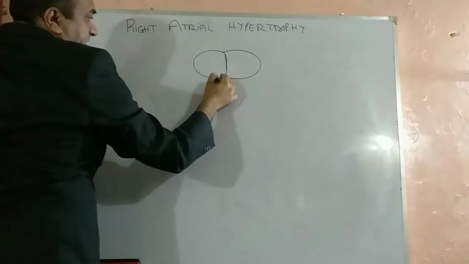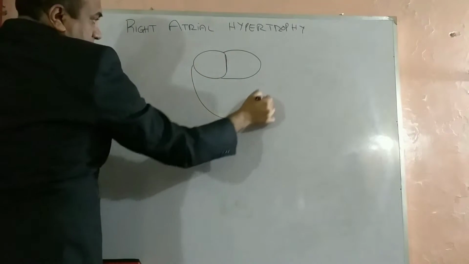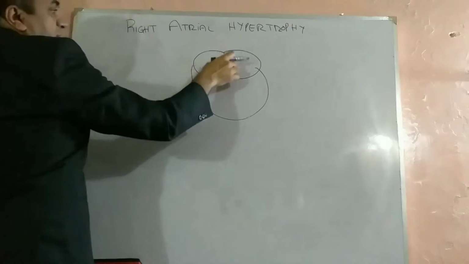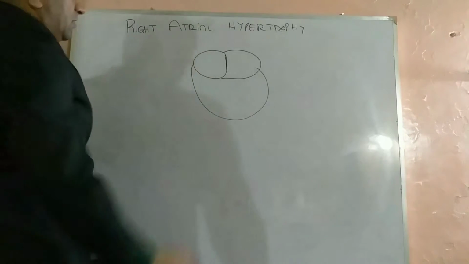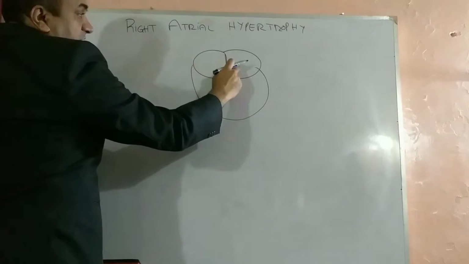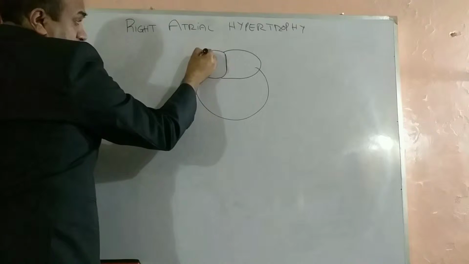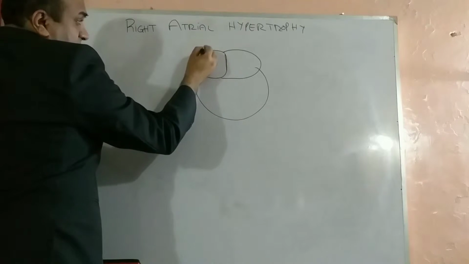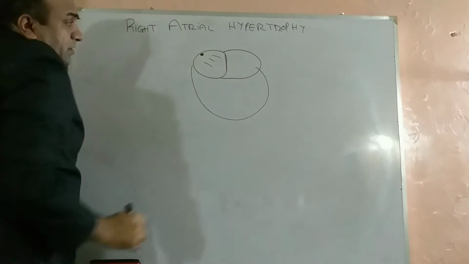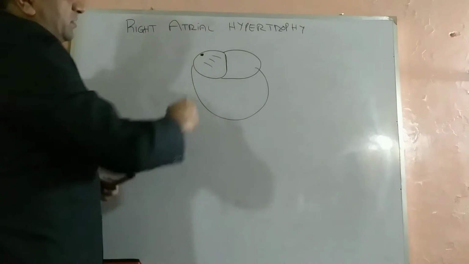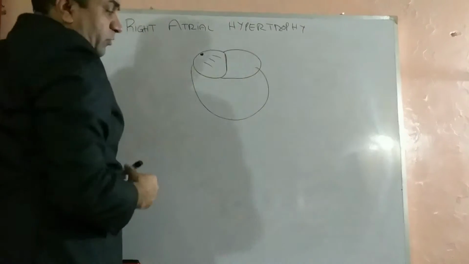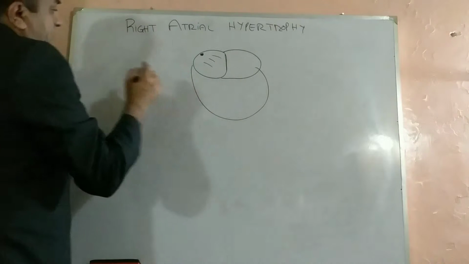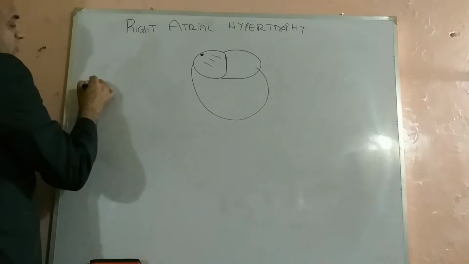These are two atria, which are located above the ventricles. This is the right atrium, this is the left atrium. The SA node is located in the right atrium, and when both of these atria depolarize, they generate a P wave on the PQRS complex.